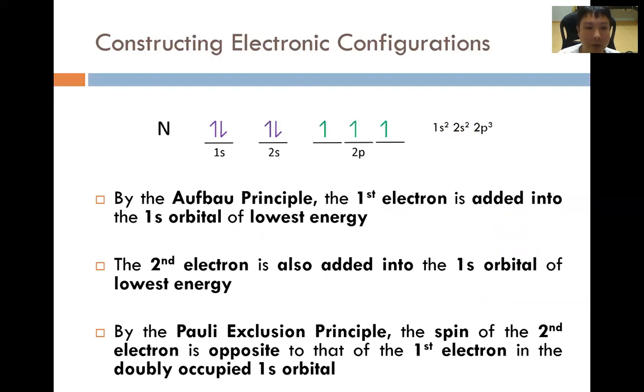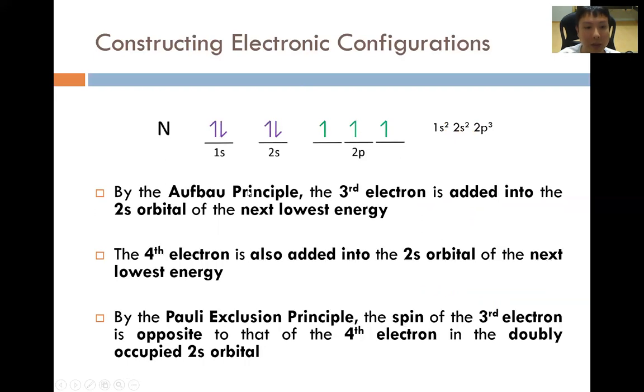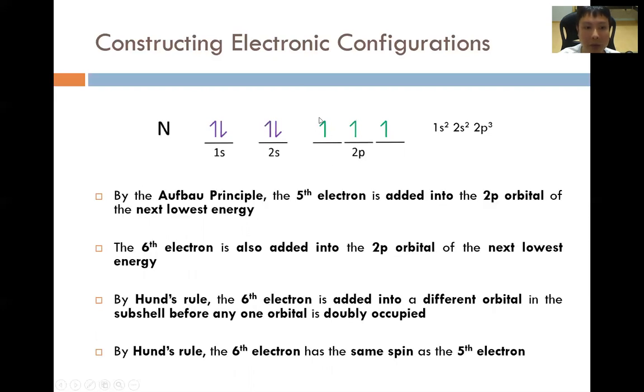Okay, all this is what I've explained so far. By the Aufbau principle, the first electron is added into the 1s orbital, the second into the 1s. Then by the Pauli exclusion principle, the spin of this second electron must be opposite to that of the first electron. Then we fill the third electron in the 2s orbital, the fourth electron also into the 2s orbital but of opposite spin. Then the fifth electron goes into the 2p orbital of the next lowest energy, and then the sixth. The sixth electron must be singly occupied and of the same spin as the first electron. And then the seventh.